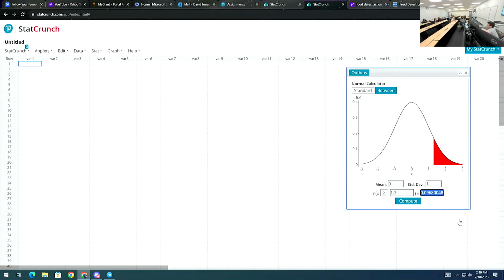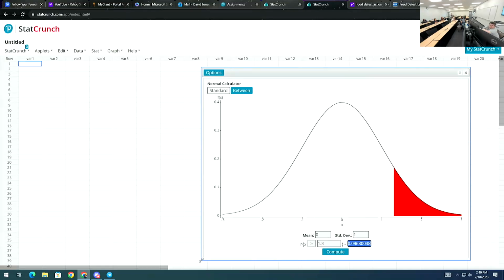I don't know, you can see it. Can you make the graph bigger? Like, can you pull the corner? Yeah. But it doesn't make the numbers bigger, is the problem.